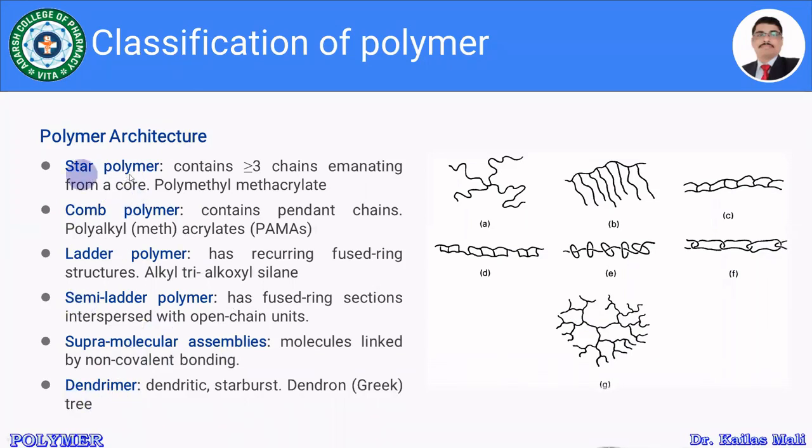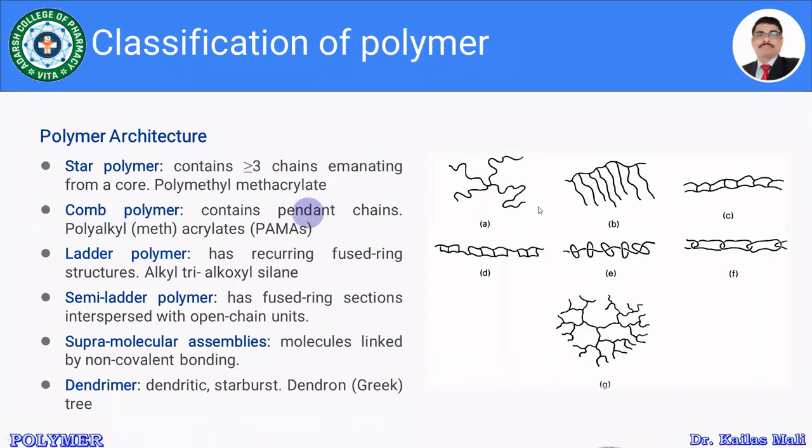So the star polymer contains more than 3 polymeric chains emanating from a core. So this looks like a star. For example, polymethyl methacrylate is known as a star polymer. The example is polymethyl methacrylate.